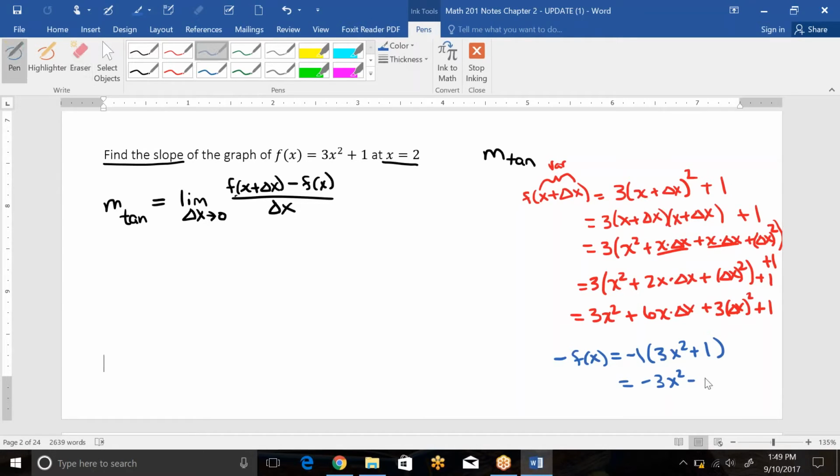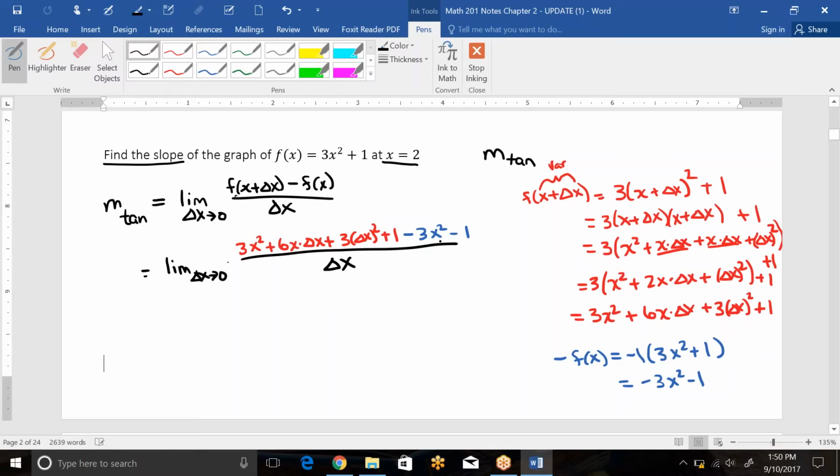So when we look at this, we take the red portion and the blue portion and we put them as the top of this big fraction. So this is the limit as delta x goes to 0 of, and I'm going to use my colors, the red one on top was 3x squared plus 6x times delta x plus 3 delta x squared plus 1. The blue one was negative 3x squared and then minus 1. And the whole thing was over delta x.